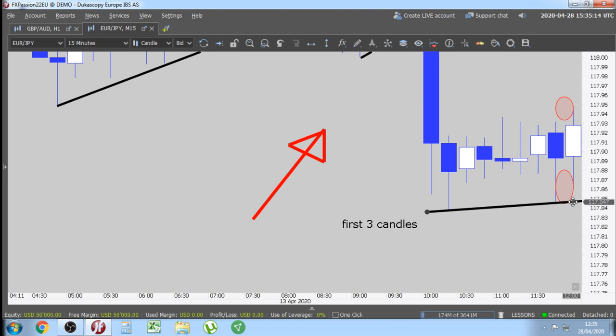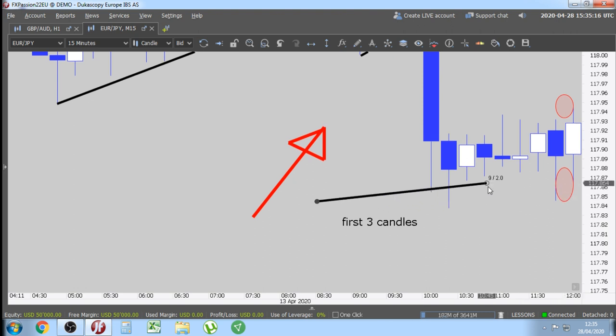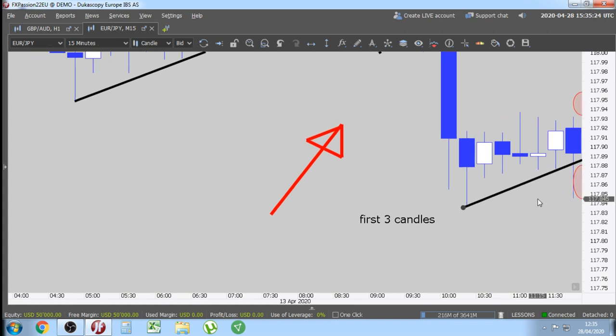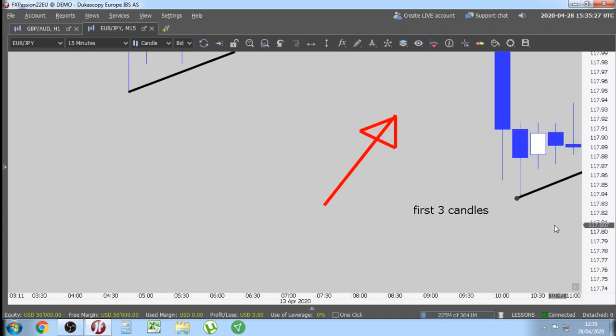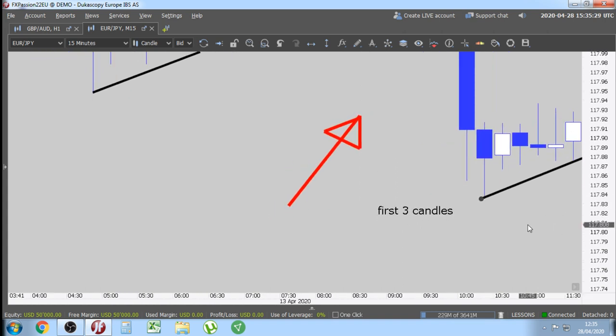This is not correct, everybody. Don't mix apples with bananas, okay? The counter trend line is like this. The market was like this first and then went sideways.